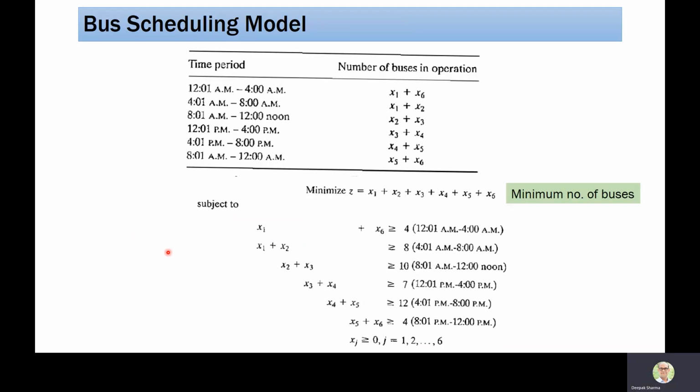Again, from this particular problem, you can see that since there are 6 variables, I cannot solve it using the graphical method. So we are going to solve a similar kind of problem when we learn the simplex method.